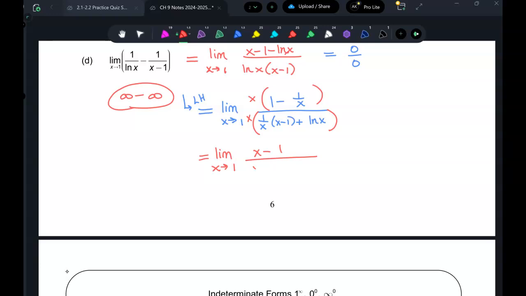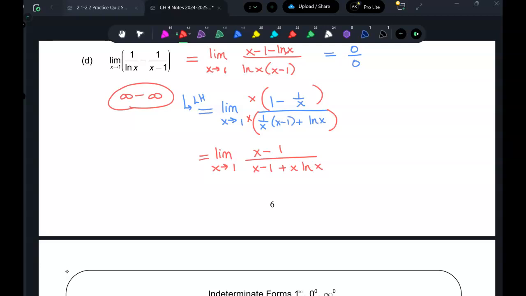You don't necessarily have to do another product rule if you distribute it. It's just 1 minus 1 over x plus ln x. Derivative of ln x is 1 over x. Yeah, you could do that. The answer should be a half if I plug in 1. Again, this is not the only way to do it.